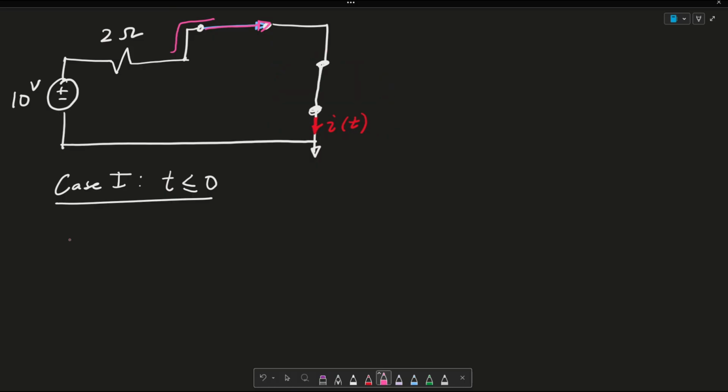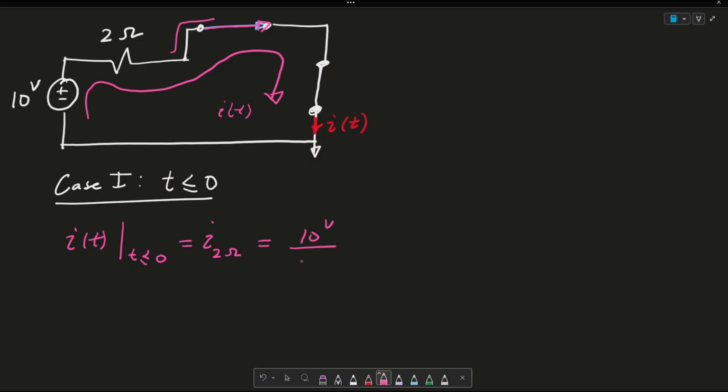We can then write that I of t, where t is less than or equal to 0, is equated to basically my current through my 2 ohm resistor, because it's going to flow like this. This here is I of t. And using Ohm's law, we can say that this is 10 volts over 2 ohms, which is essentially 5 amps.